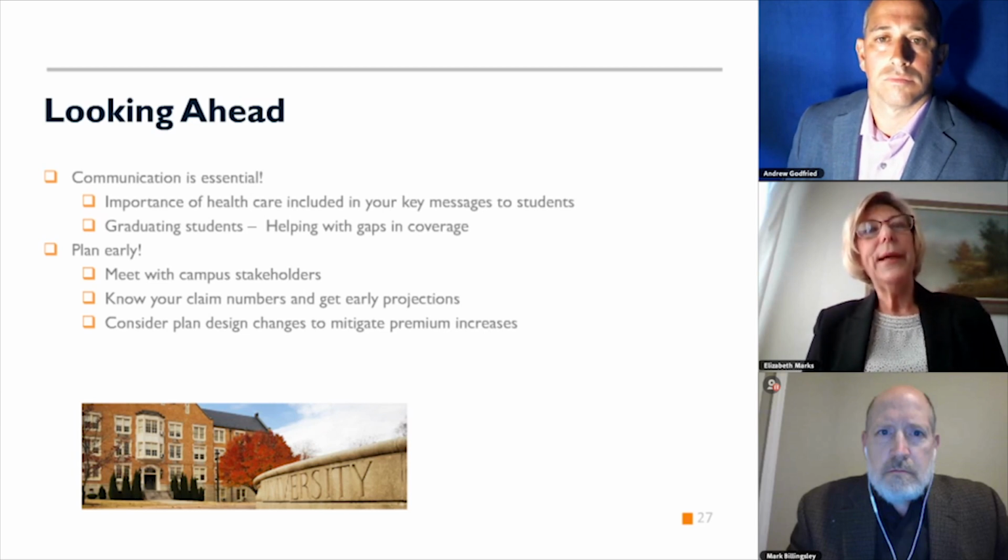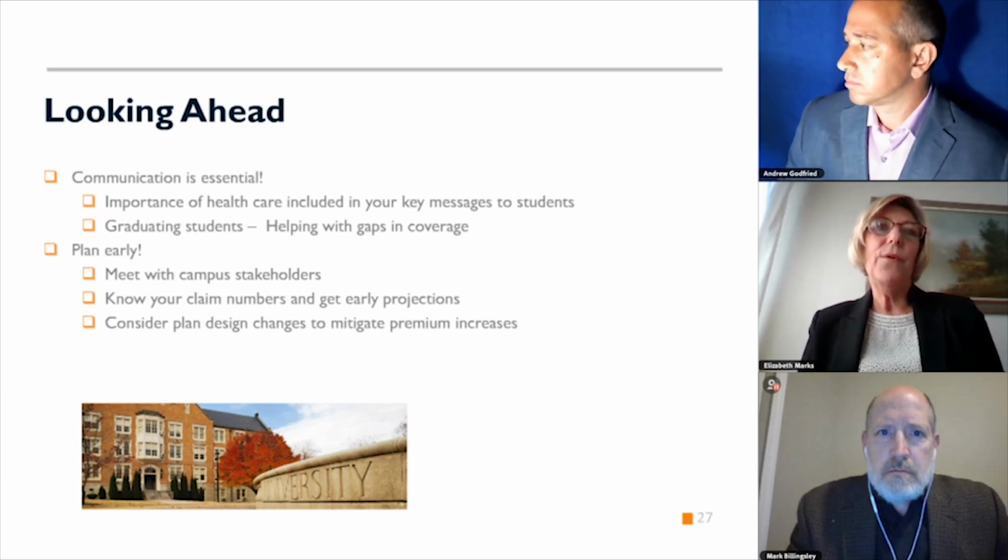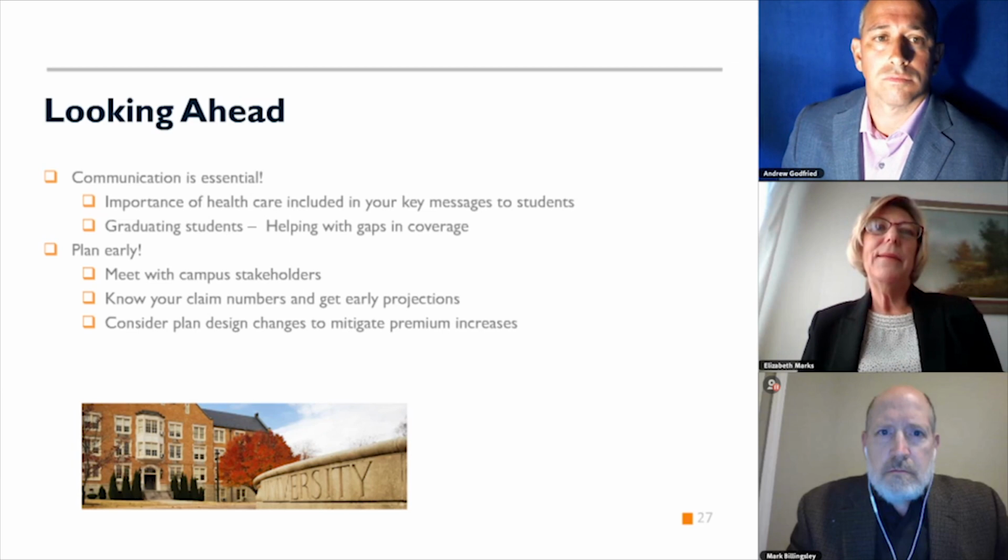And finally, really to plan early. Many risk managers are involved in the committees and working with the various stakeholders on campus to make sure that you're getting information and you're understanding the needs of all the people on campus. We think it would be appropriate to start meeting, and I think probably many of you do, in October for getting ready for fall, and at that point gathering information, knowing your claim numbers, getting early projections, and then finally consider, what are we going to do?